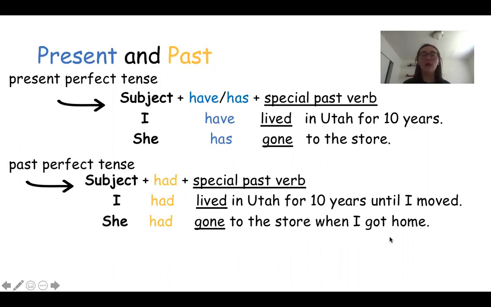So the important part that we're focusing on right now is just this section, this group of words at the beginning. Whenever we have the subject, had, and the special past verb.